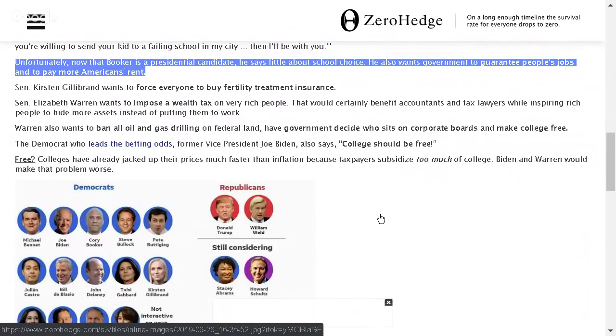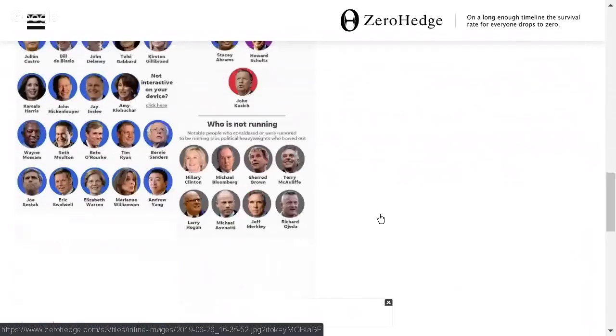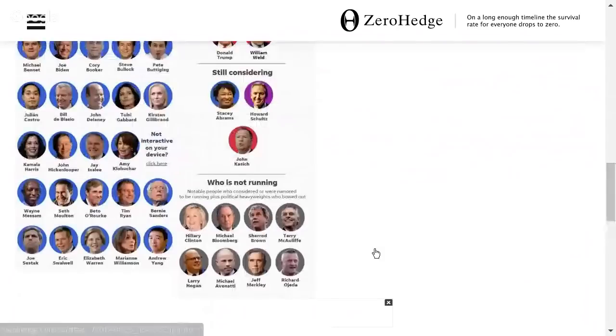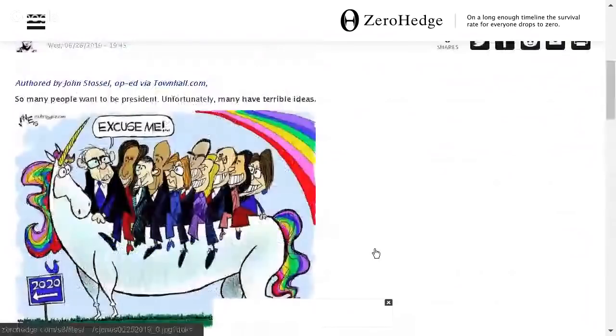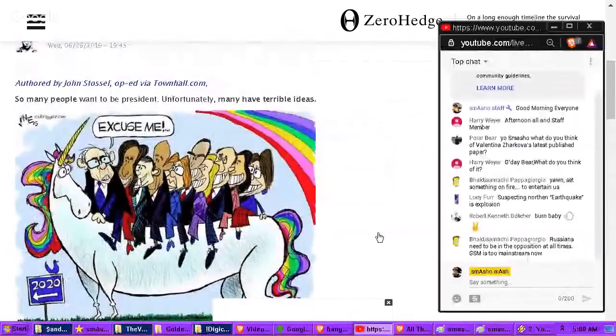He also wants the guaranteed jobs. He wants government guaranteed jobs, folks. Anyway, links to this article also in the description. It's a rainbow unicorn ride, that's for sure.